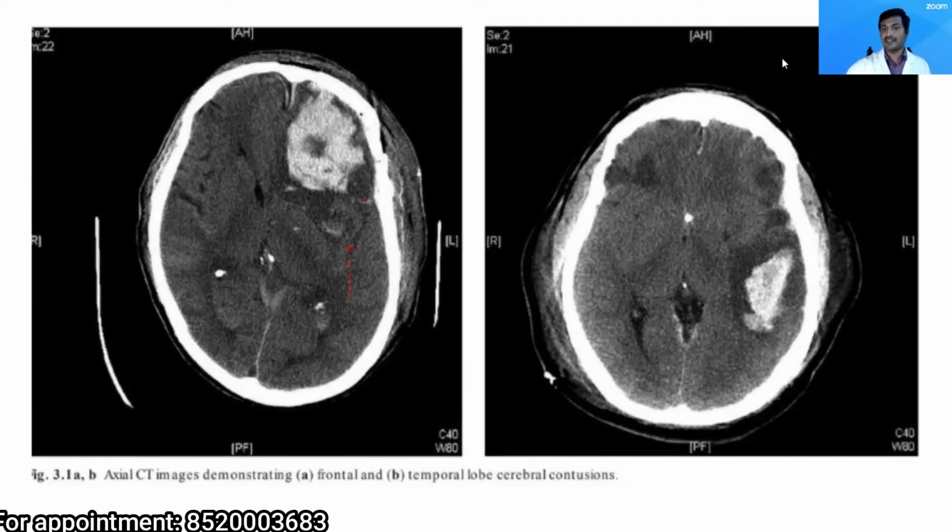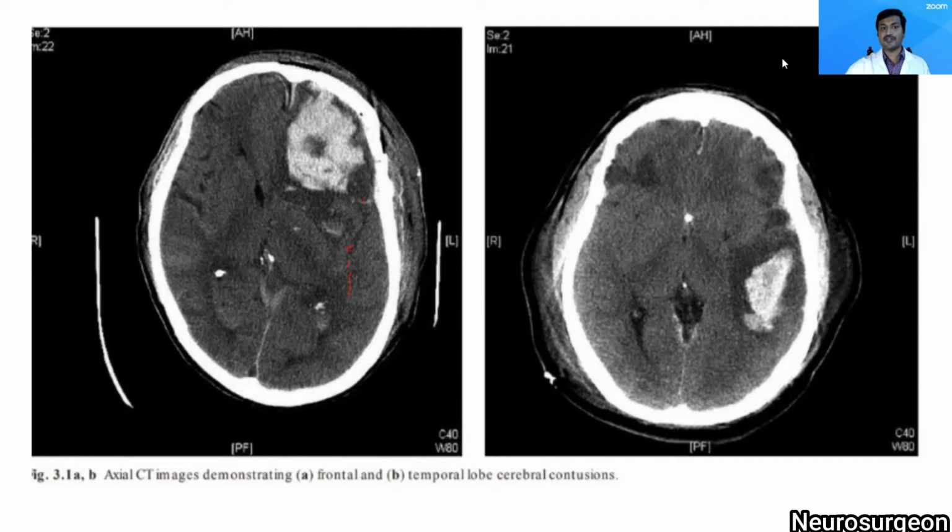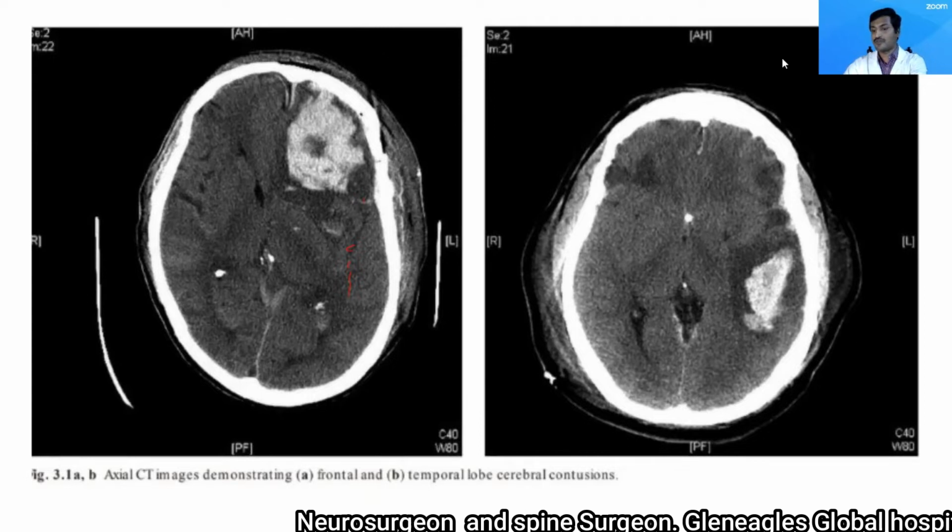Similarly, this is a patient with temporal contusion. The volume is more than 20 cc. Again, the sylvian fissure is obliterated. You can see the ventricles are compressed, they are not seen. Obviously, the intracranial pressure is very high in both these patients.